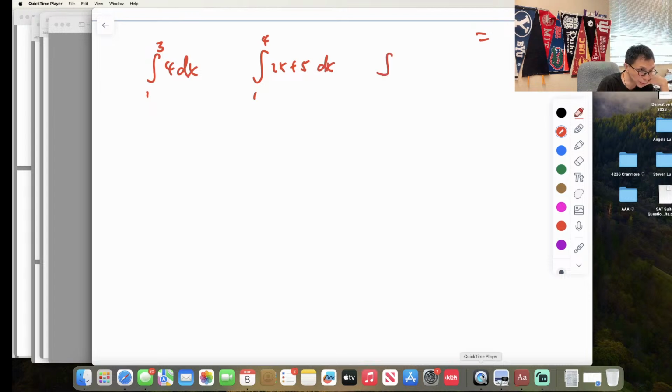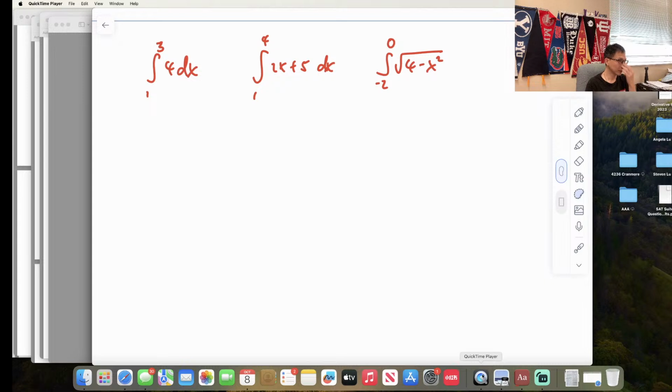And integration from -2 to 0 of 4 minus x squared. This should be very easy. All you guys should know how to find the integral of all those, because this is our definite integral. This is our area under the curve.